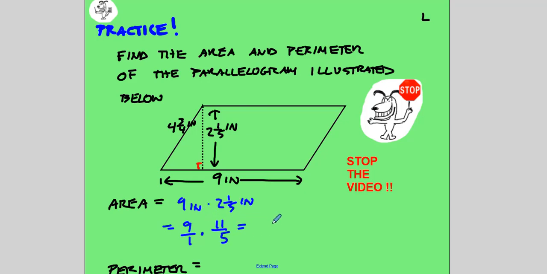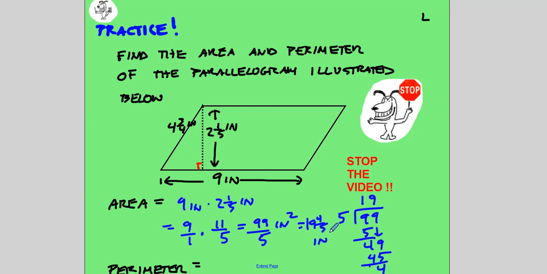So inches by inches, we're going to get square inches. That's going to be 9 times 11 is 99. 1 times 5 is 5. So we have 99/5 square inches, but let's convert that to a mixed number. So I divide 5 into 99. 5 goes into 9 once. 1 times 5 is 5. 4, bring down the 9. 5 goes into 49 9 times. 9 times 5 is 45. So I have a remainder 4. So this is 19 4/5 square inches. That's our area.